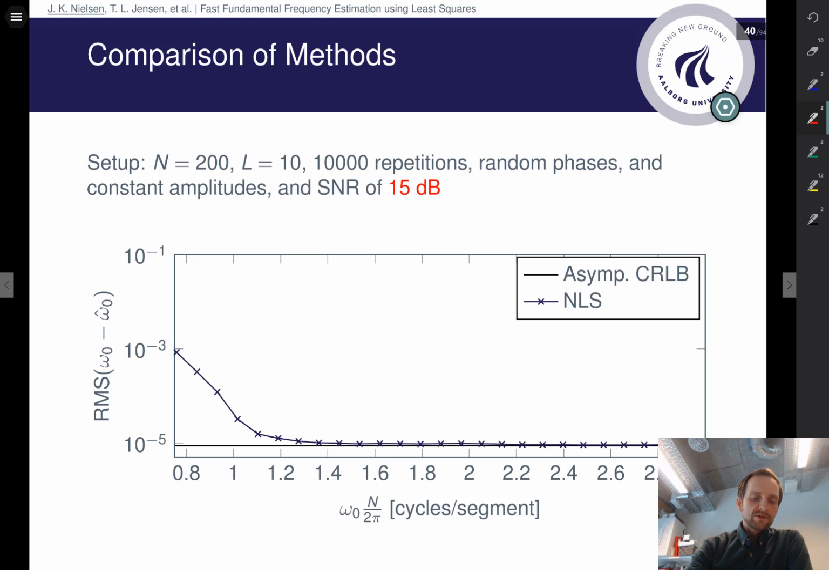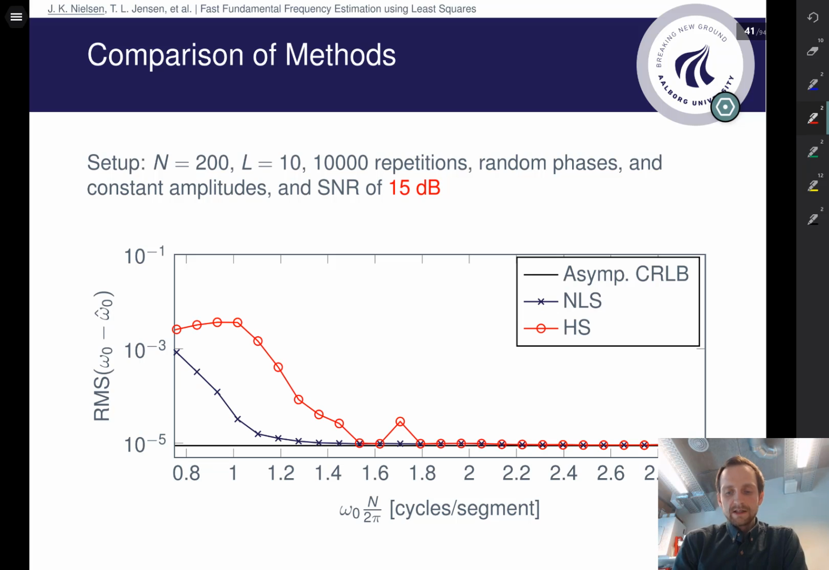And it's actually not a surprise that in this region it's far from the bound, because the asymptotic Cramér-Rao bound is way too optimistic down here. We could have computed the exact bound, but that would depend on the exact realization of the phases, so we couldn't randomize it. Therefore we instead computed the asymptotic Cramér-Rao bound, because that does not depend on the phases, only on the amplitudes, and that also explains why we have constant amplitudes.